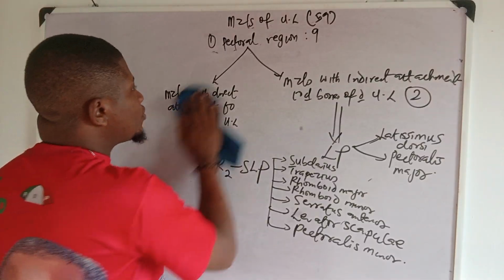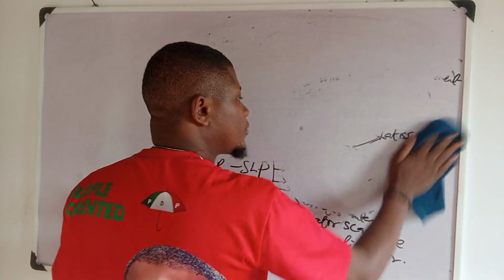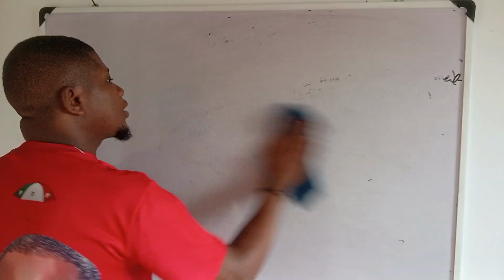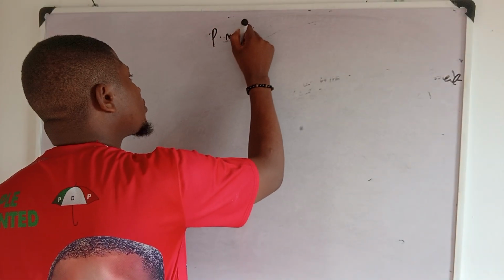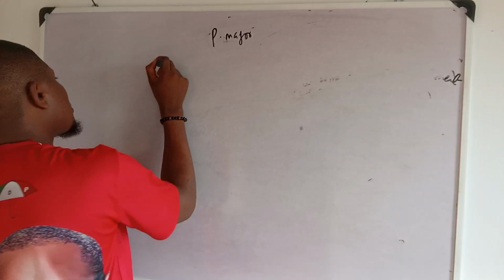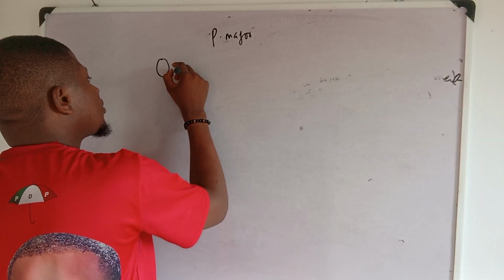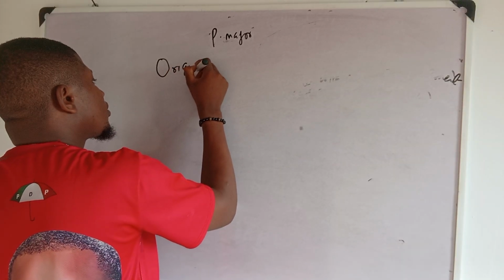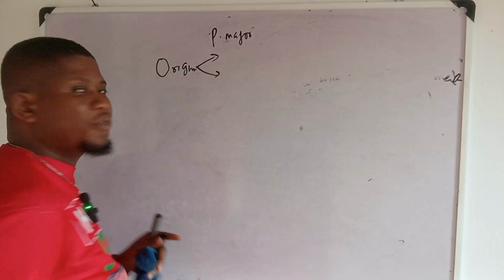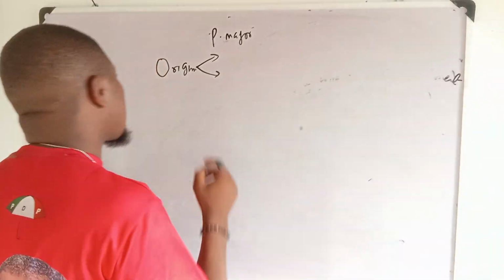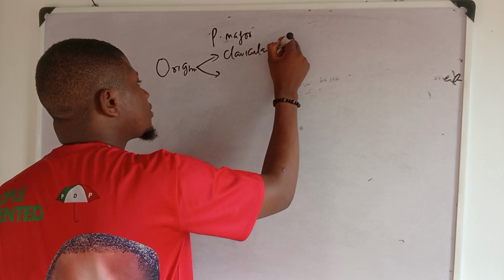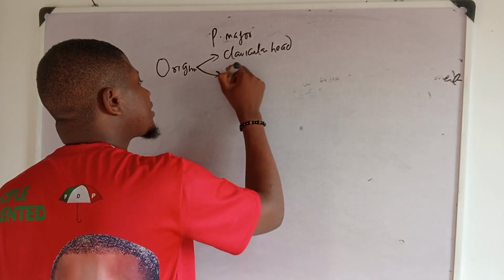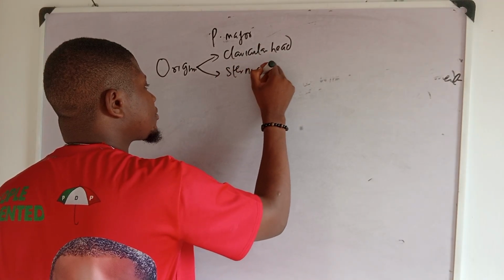So let's go. Let's start with pectoralis major. Let's start with the origin. First of all, pectoralis major has two heads: the clavicular head and the sternocostal head.